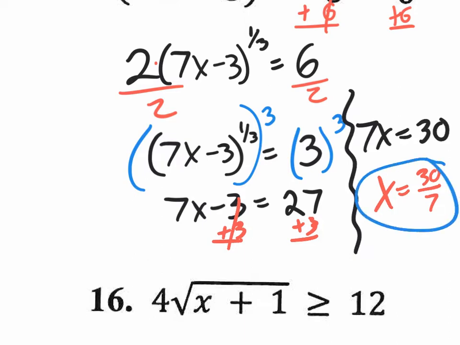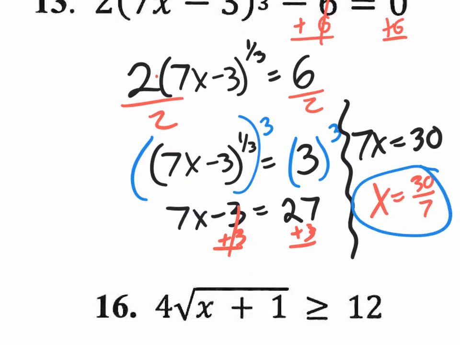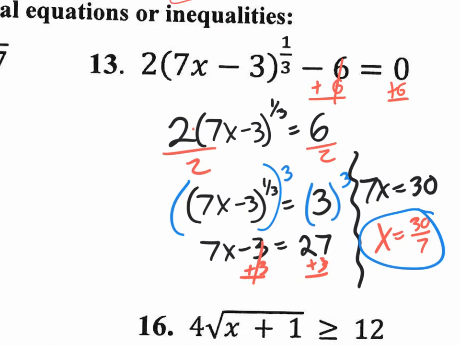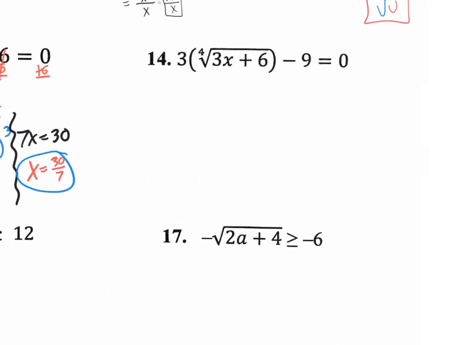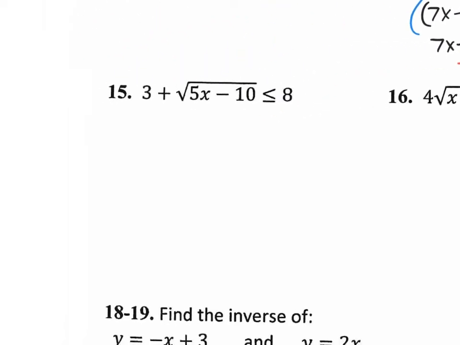And we're going to leave it as an improper fraction. 100% if you write it like that. Now, you're supposed to double check, plug it in, see if it actually works. If you do plug in the 30 over 7 right here, the 7s cancel. You have 30 minus 3, that's 27. The third root of 27 is 3. 2 times 3 minus 6 is 0. So you could double check in your head. You don't have to actually show your work, but I do recommend double checking because sometimes you have extraneous solutions.